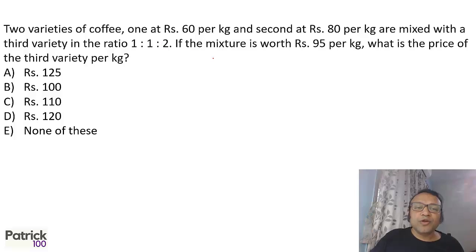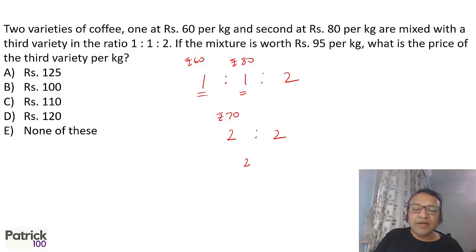Two varieties of coffee, one at 60 per kg and the second at 80 per kg, are mixed with a third in the ratio 1:1:2. Since the first and second are equal in quantity, we will directly take the average because the weight is the same. 60 plus 80 divided by 2 becomes 70. So the average price is 70 per kg. So 1 plus 1 becomes 2, and 2.